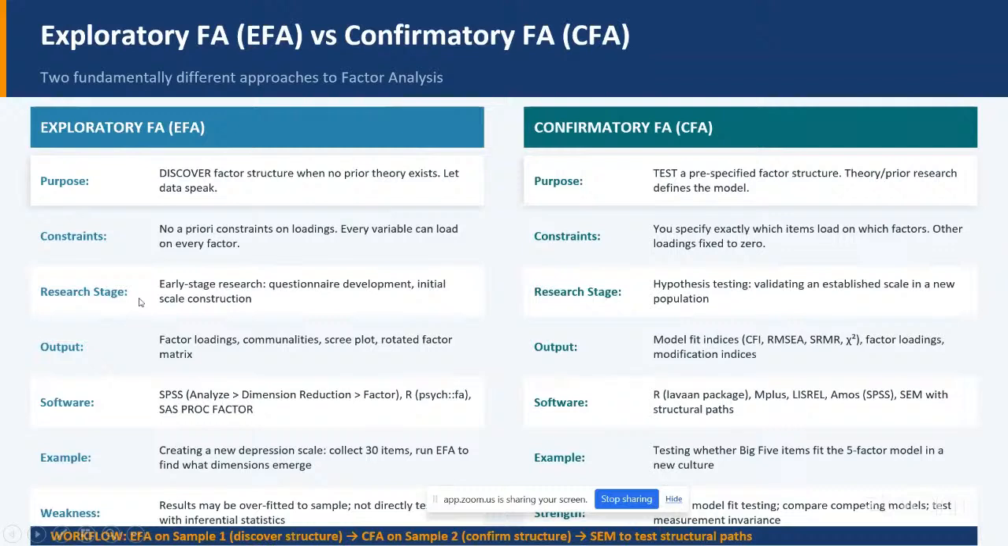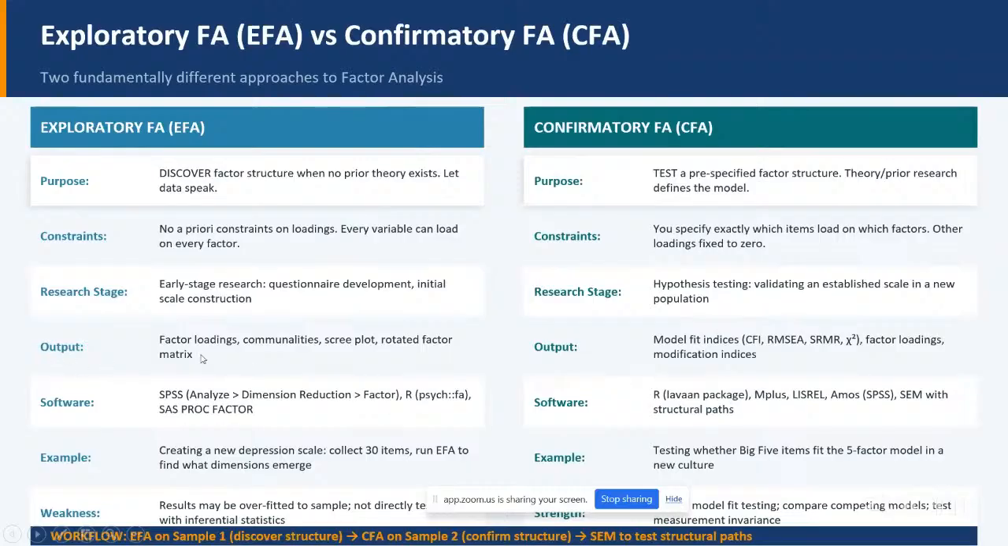Research stage. When should we use it? In the early stage of research, like when we have only the questionnaire and we have to get an idea why we are using these things, and we have the hypothesis. I have explained it, so it is good enough to skip.